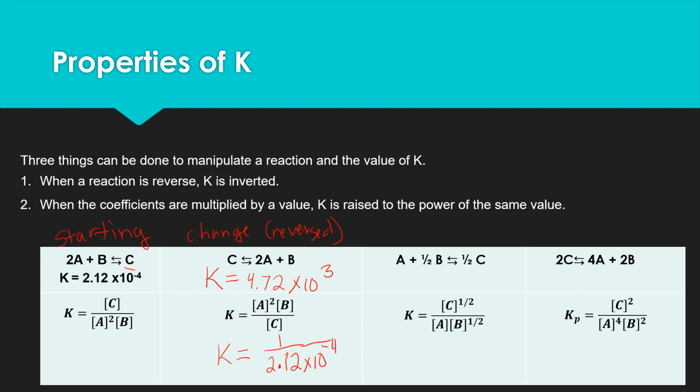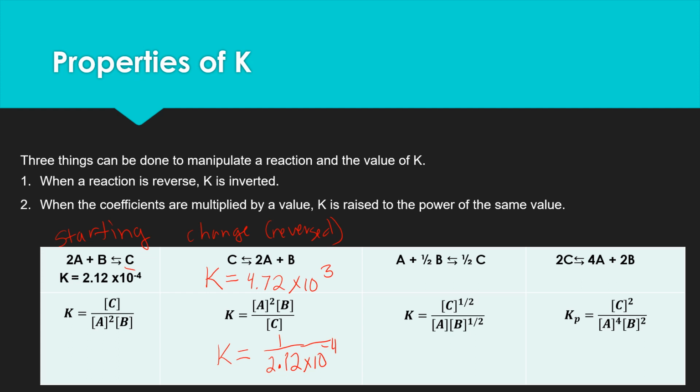So that's what we do with K. If we reverse it, then we flip and do the inverse of our value. So we don't have to have things to plug in for A, B, and C. As long as we have our equilibrium constant, we can manipulate the reaction and change the constant that way.